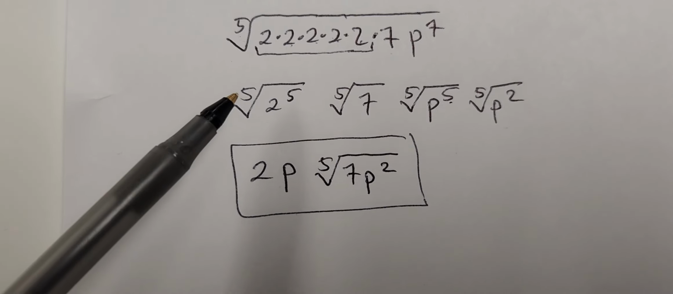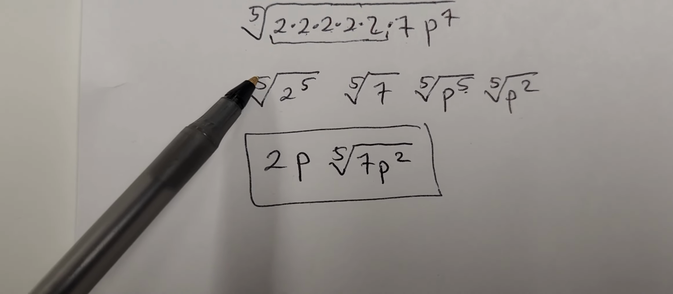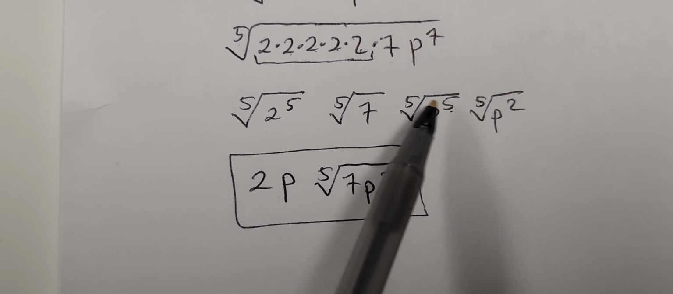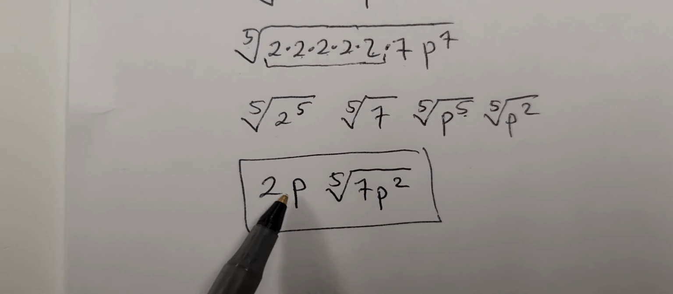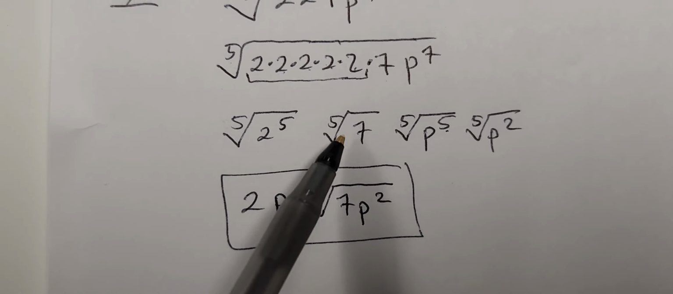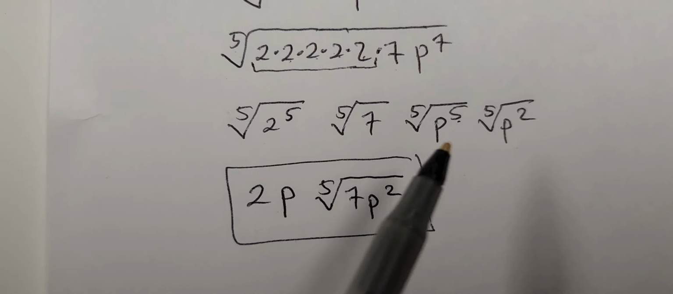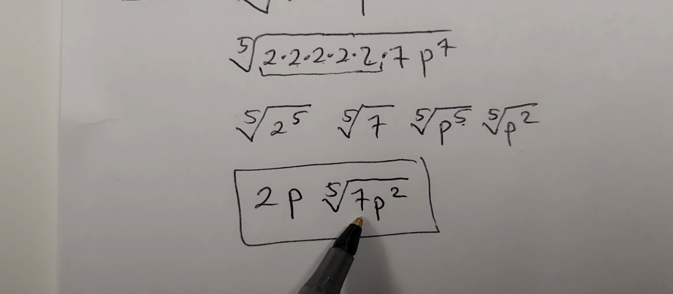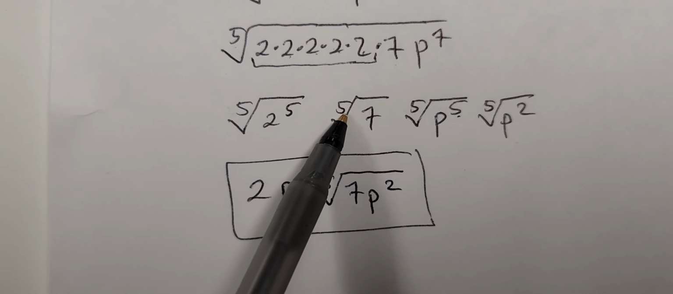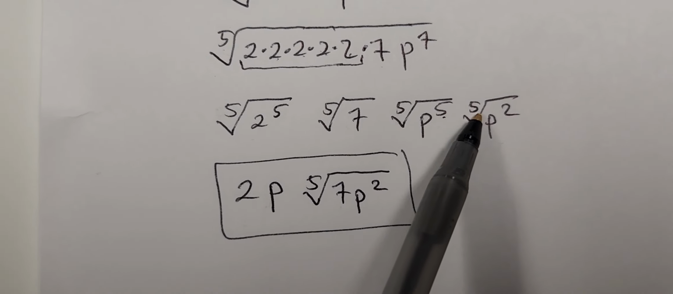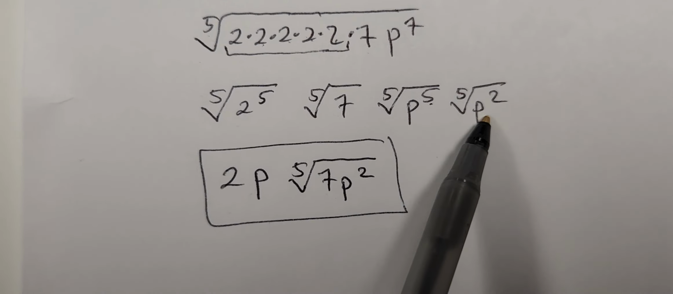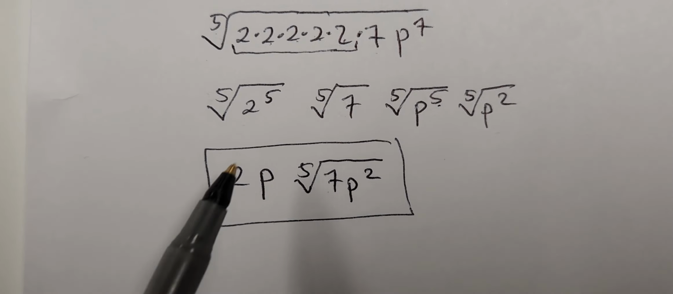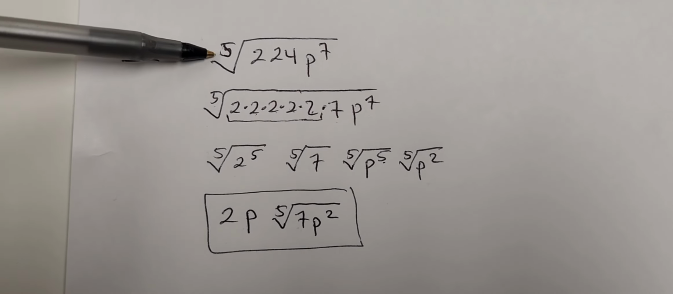Okay? So one more time. This 5 and this 5, they cancel out. So bring the 2 down. This 5 and this 5, they are the same, cancel out. So bring down the p. However, this 7 cannot be 5th root. This p squared cannot be 5th root. So we put them together as one piece. So put the 7 and p squared together as one piece. Okay, so this is the final answer to the original problem up here.